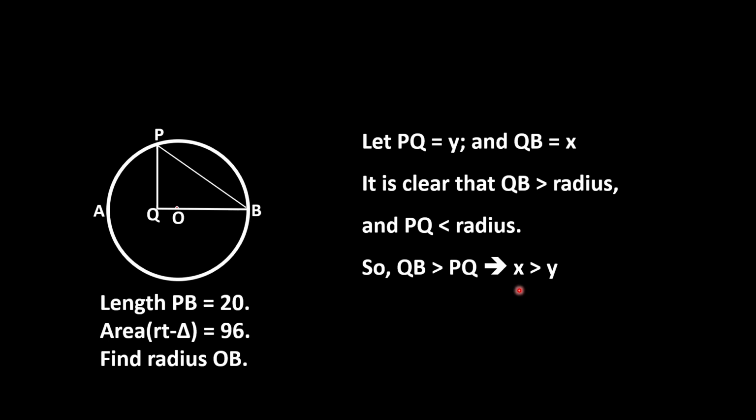So when we solve, we will get two values. The bigger value will be the value for X and the smaller value will be the value for Y. Because X, that is QB, is greater than the length of the radius, and PQ, which is Y, is less than the length of the radius. So X is greater than Y. This is important.